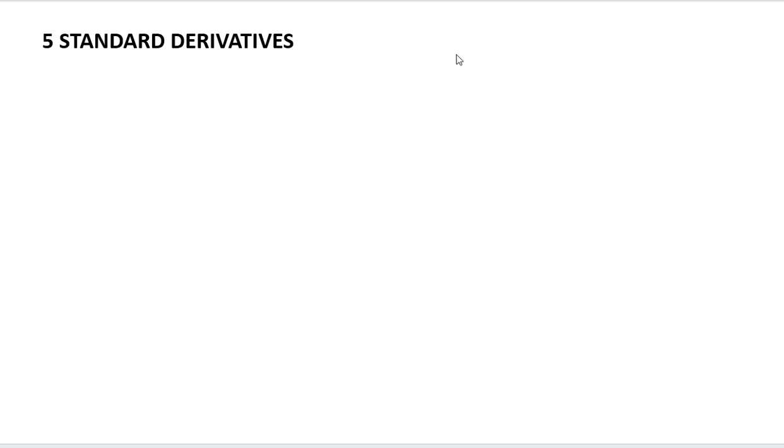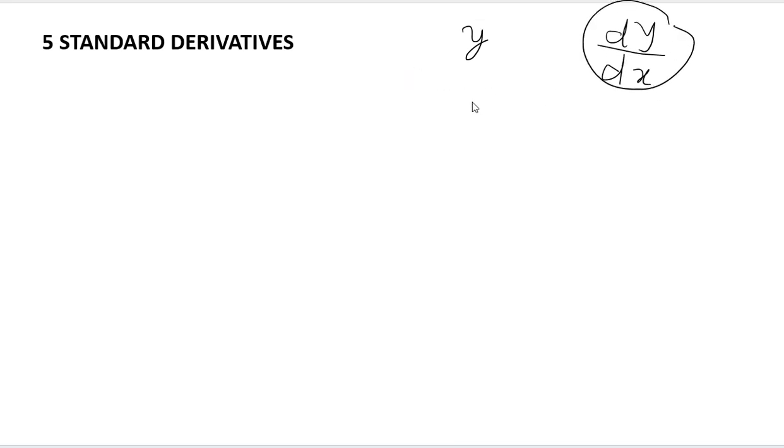If y is a function, we always write its derivative as dy by dx. So this is the writing technique. If, say, y is equal to x square, we write the derivative as dy by dx, and then we replace the y by x square. This is the writing technique. So if y is a function, we write its derivative as dy by dx.